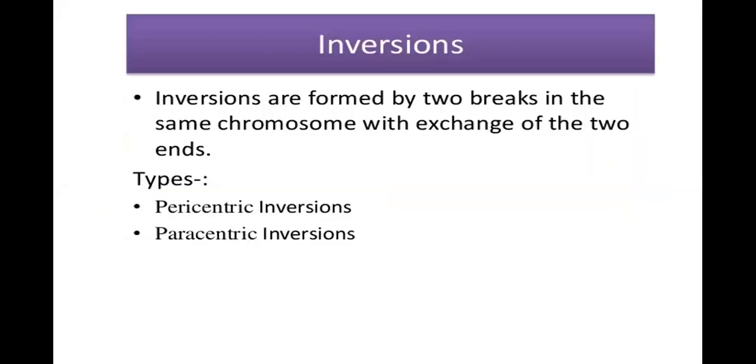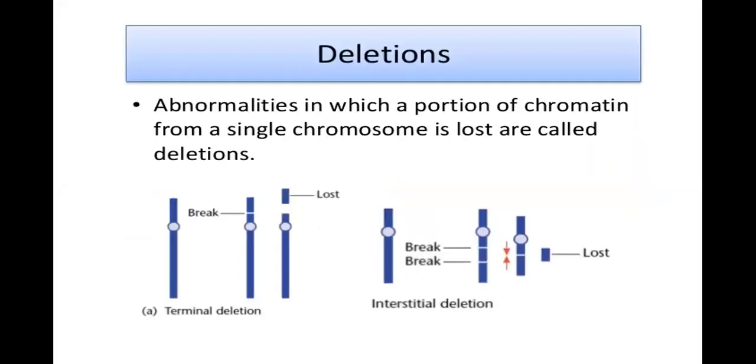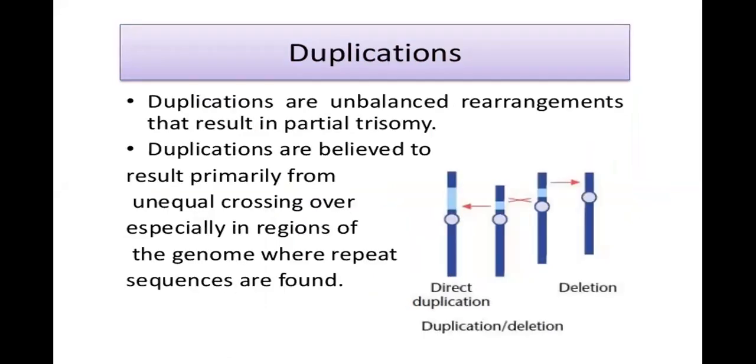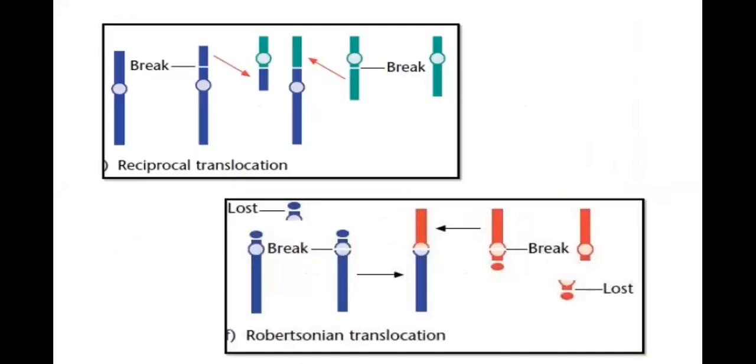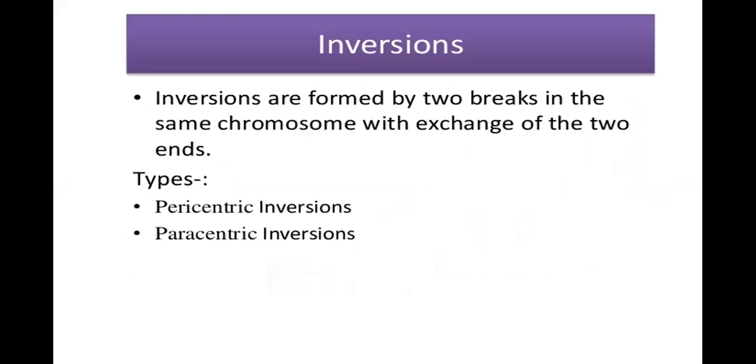So I have told you what deletion is, what duplication is. Deletion is losing part of the chromosome. Duplication is when the chromosome becomes duplicated. Translocations are of two types: reciprocal translocation, in which two chromosomes exchange their material between themselves. In Robertsonian translocation, two long arms of different chromosomes are fused and two short arms are lost. So this is reciprocal and Robertsonian translocation.